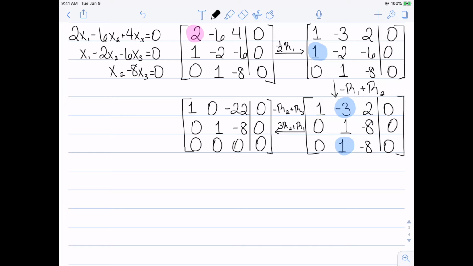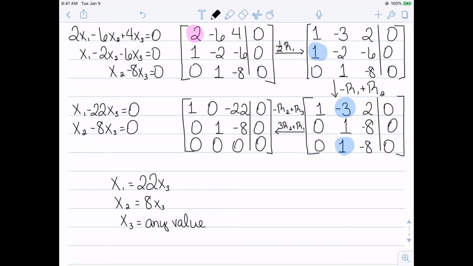So let's start writing out our equations. The first row gives me x1 minus 22x3 is equal to 0. And the second row gives me x2 minus 8x3 is equal to 0. We then want to solve for our basic variables, x1 and x2. So we have our solution where x1 is 22x3, x2 is 8x3, and x3 is any value. And we can see that if we let x3 be equal to 0, we get the trivial solution. Any value for x3 that we pick that is not 0 will give us a non-trivial solution.